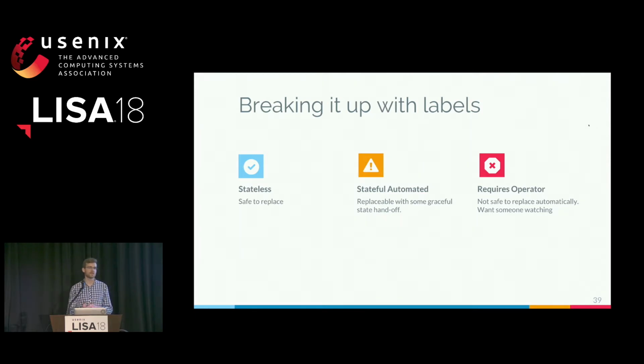Stateful automated: these were ones where the host had a terminator and a graceful shutdown script, but it could be done automatically. We didn't need a human involved. And then we had the requires-operator ones. These are the ones that were a little trickier to manage. We needed someone to be watching those. We either hadn't automated them or it was going to be a lot of work to automate them.